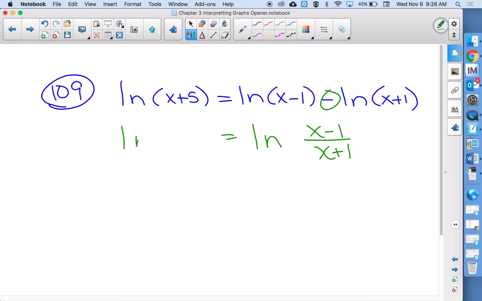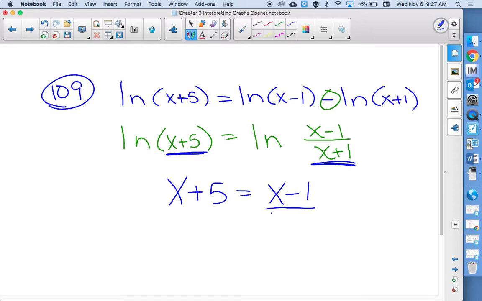On the other side, we also have the natural log of x plus 5. And when you have one natural log equal to another natural log, what happens? Yeah, we can just set the quantities after those natural logs equal to each other. That's because the natural logs are the same base. So I can take the x plus 5 and set it equal to x minus 1 over x plus 1. But now we need to solve.